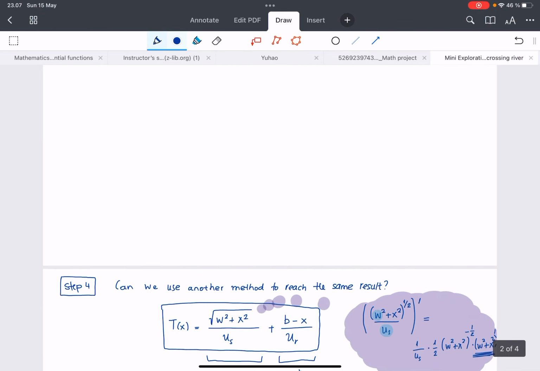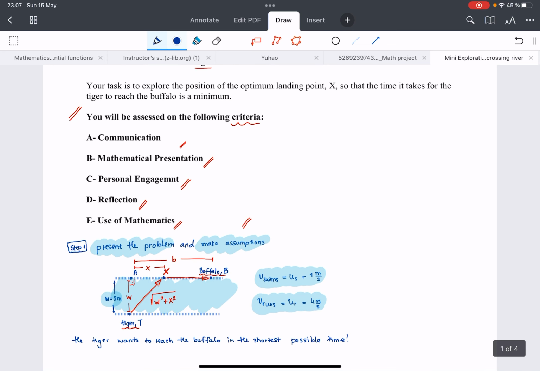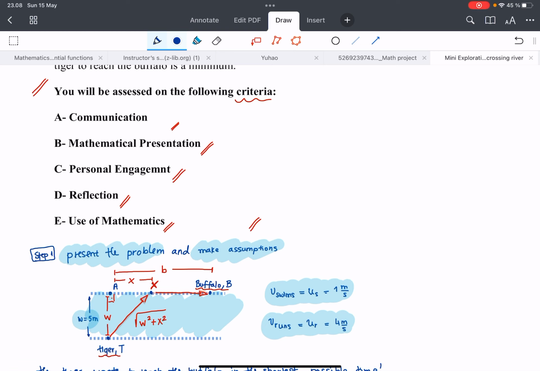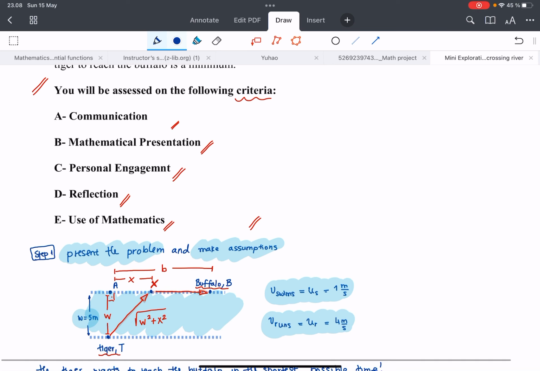So you will be assessed on those criteria: communication, how structured your investigation is, and mathematical presentation, are you using appropriate graphs, appropriate notation, and so on. It's very important that you reflect on your results, that you explain to the reader what they mean, and you take it a step further. And it's actually very hard to score high marks in criteria C and D.